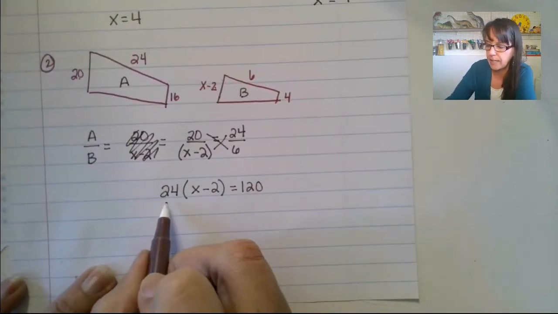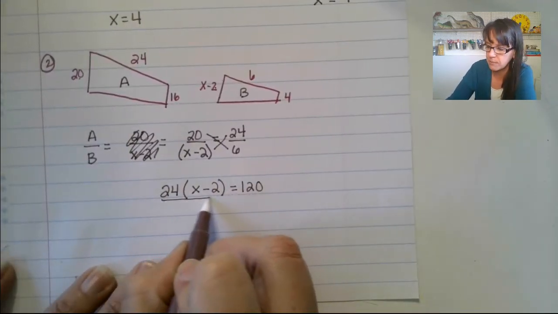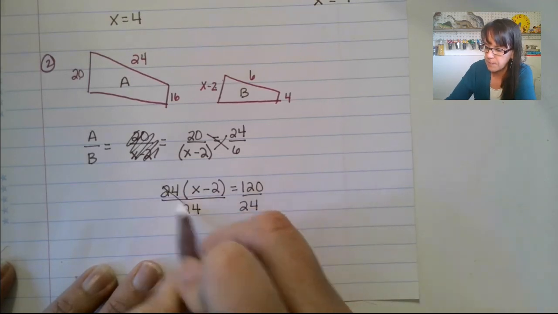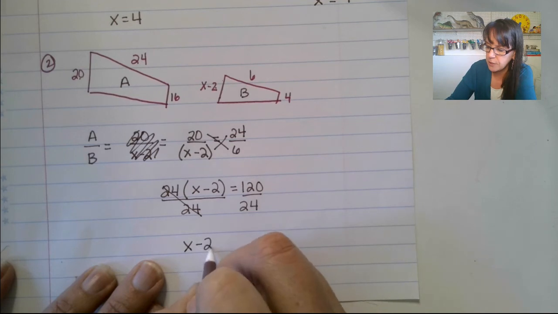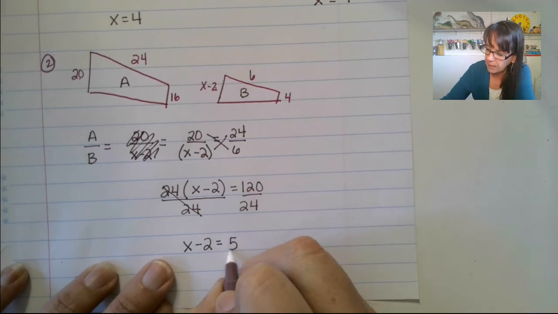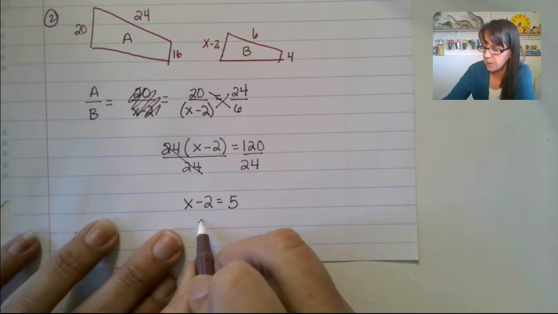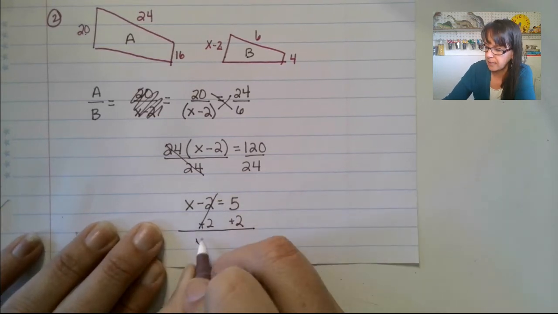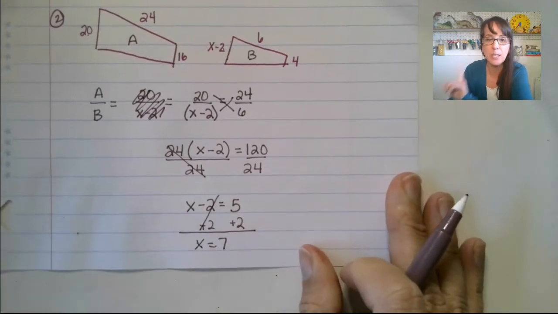Okay, now I can distribute if I want, but I can also just divide this guy by 24. So now I get X minus 2 equals 120 divided by 24, which is going to give me 5. Add 2 to both sides. X is going to equal 7. Okay, so that's one way of doing it.